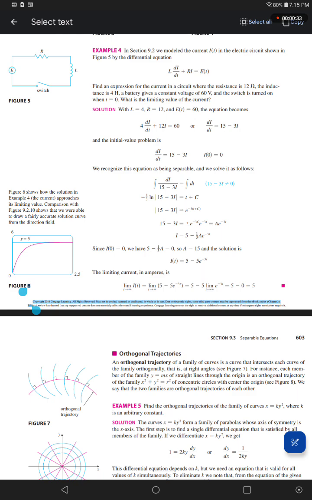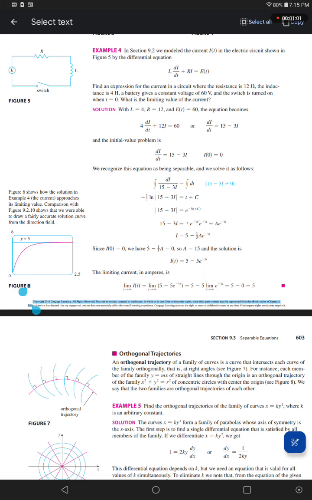Back to the text. Find an expression for the current in a circuit where the resistance is 12 ohms, the inductance is 4 H, a battery gives a constant voltage of 60 V, and the switch is turned on when t equals 0. What is the limiting value of the current?